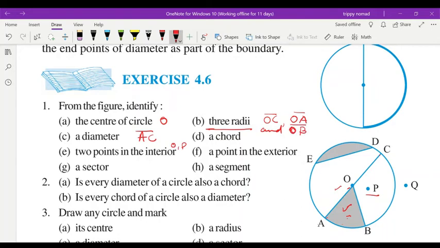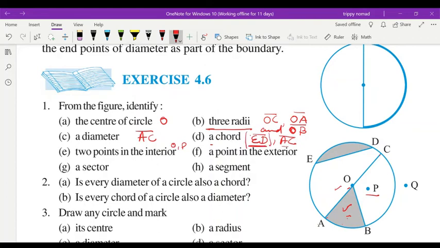I hope you understood. Now the next one, a chord. Which one is a chord? This one, whose both ends lie on the circle. So ED is a chord of the circle. The diameter is also called the longest chord, so you can write AC also, children. But they ask for a chord, so you have no need to write AC. You write this one.